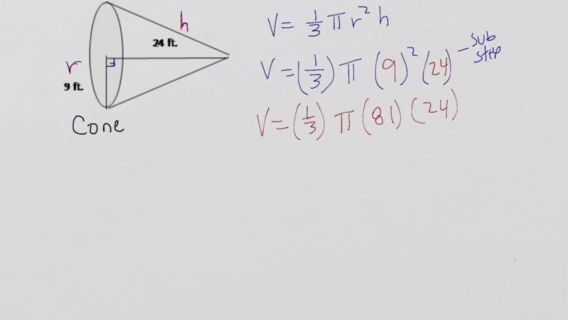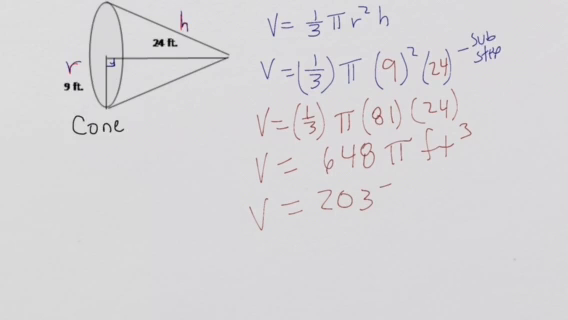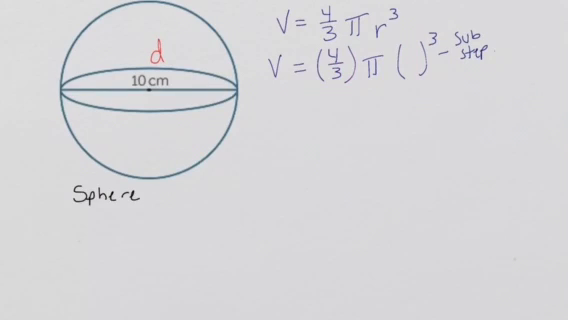When we multiply 1/3, 81, and 24, we get 648 pi feet cubed. And then our decimal answer, when we multiply 648 times pi, 3.5.7 feet cubed. All right, now we have a sphere. The volume of a sphere, we're going to have to find the radius. So to find the radius, we're going to take 10 and we're going to divide it by 2 to cut it in half.